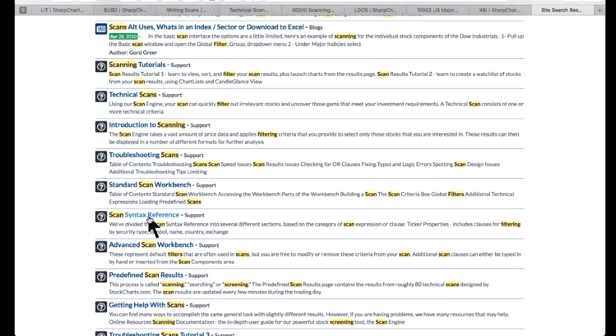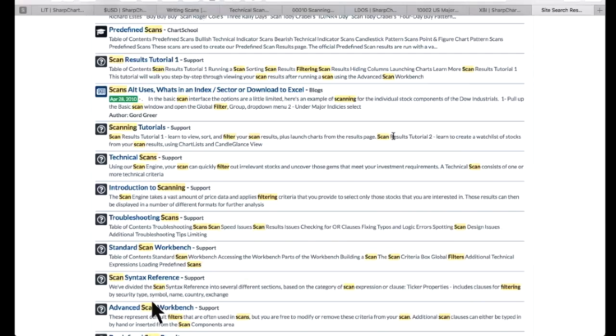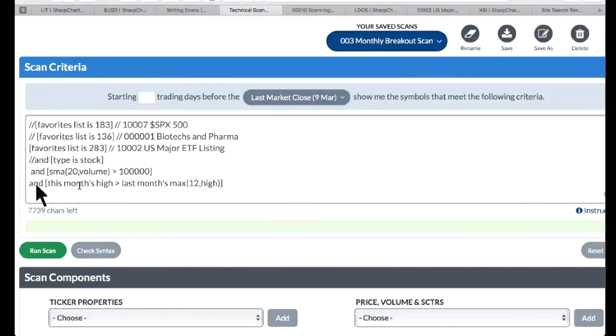But this tells you how to write it. Then there's all these predefined scans, getting help with scans, troubleshooting. Just type in the word scan and you'll get more than enough information to help you find any problem you're having. And I really think, I don't like to write 20 lines of code. So I use something simple like this, and it's at least going to point out the strong stocks.